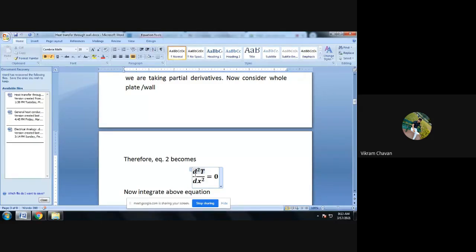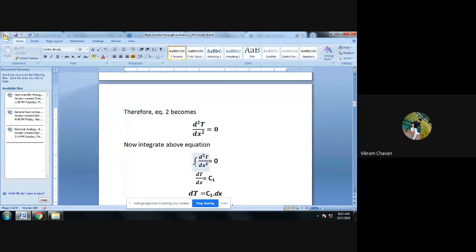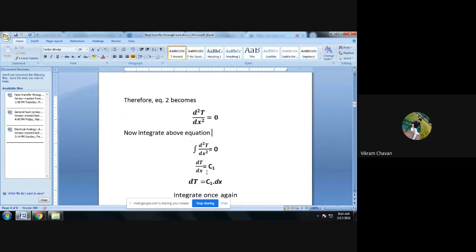So in that case we need to integrate this equation. We have to remove the derivatives, and to remove the derivatives we have to integrate the equation. So, integration of d²T/dx². In the first integration, the first derivative will be cancelled, and we get one constant after integration. It is a mathematical law that when you integrate an equation you have to add one constant. So after integration we will get dT/dx = C1.